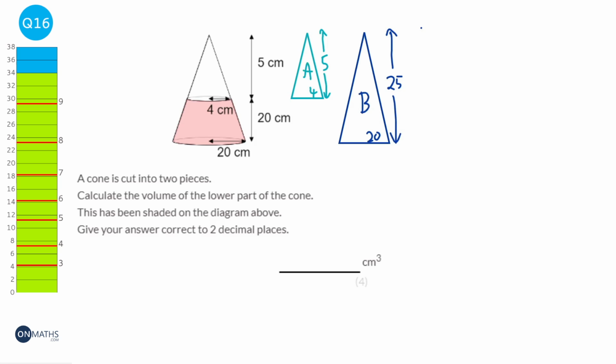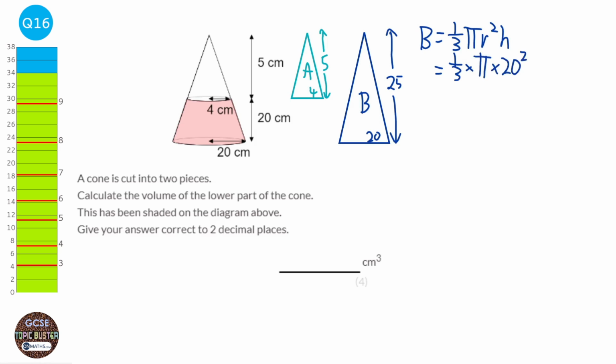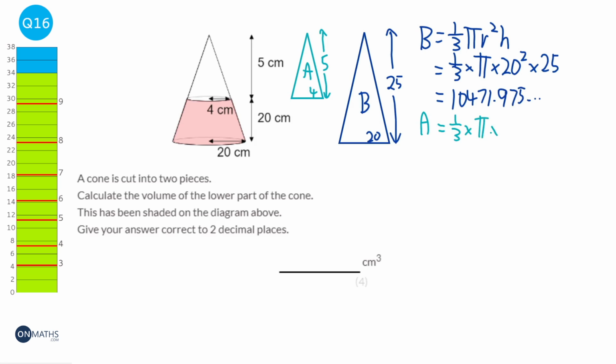And so why don't we work out the volume for B first? And the formula for the volume of a cone is 1/3 pi r squared h, with h being the perpendicular height. So it's 1/3 times pi times 20 squared times 25, which is going to be 10,471.975 blah blah blah. We're going to work out the volume for A, and this time it will be 1/3 times pi times the radius now is 4, and the height is 5. So that will be 83.775 blah blah blah.